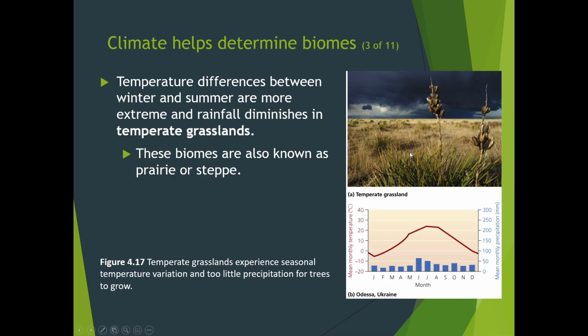We also have the temperate grasslands, where the differences between winter and summer are the most extreme, and rainfall diminishes. These biomes are known as the prairies or steppes. We've got the nice little bell curve here, and not too much water, but a consistent amount of water, which allows the grasses to grow, but not the trees. And over time, this is like the Great Plains that we have.